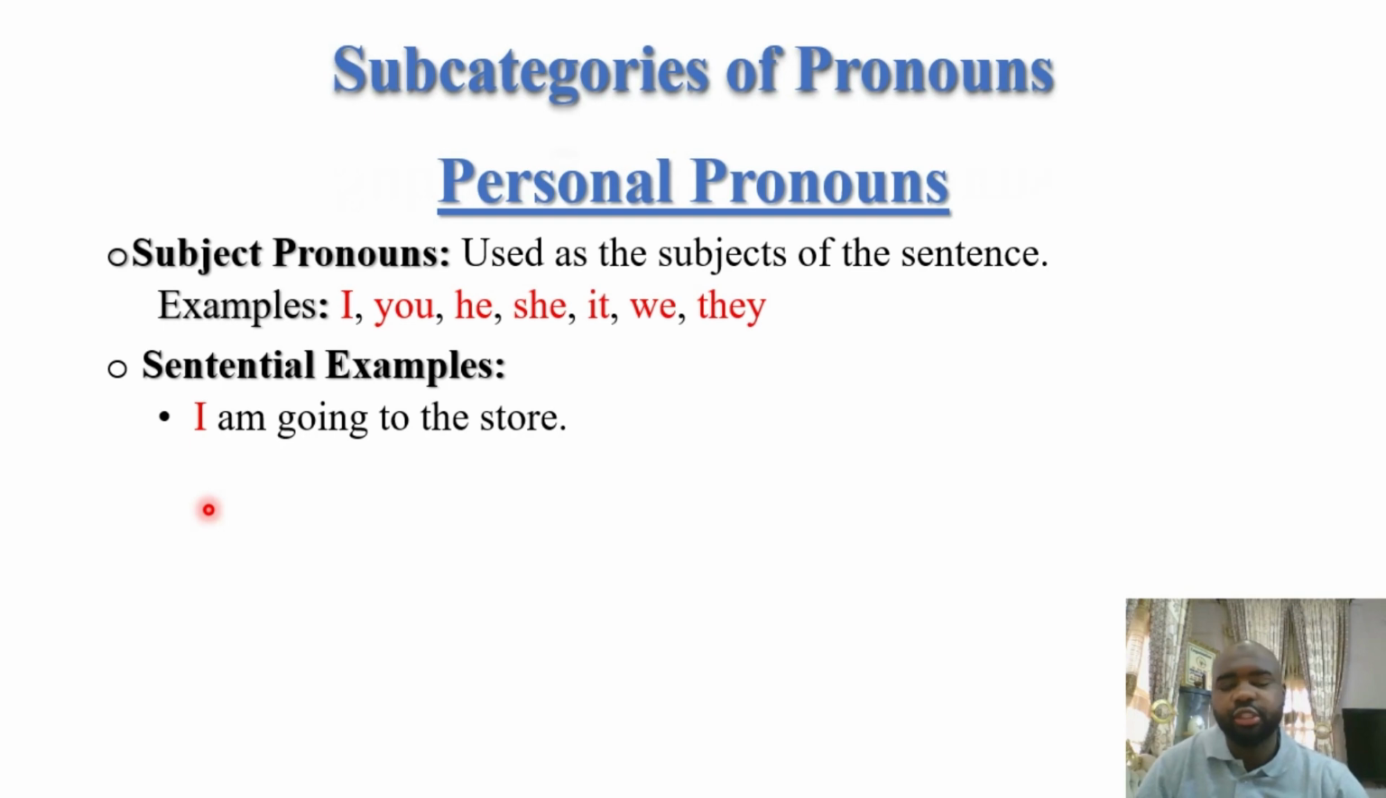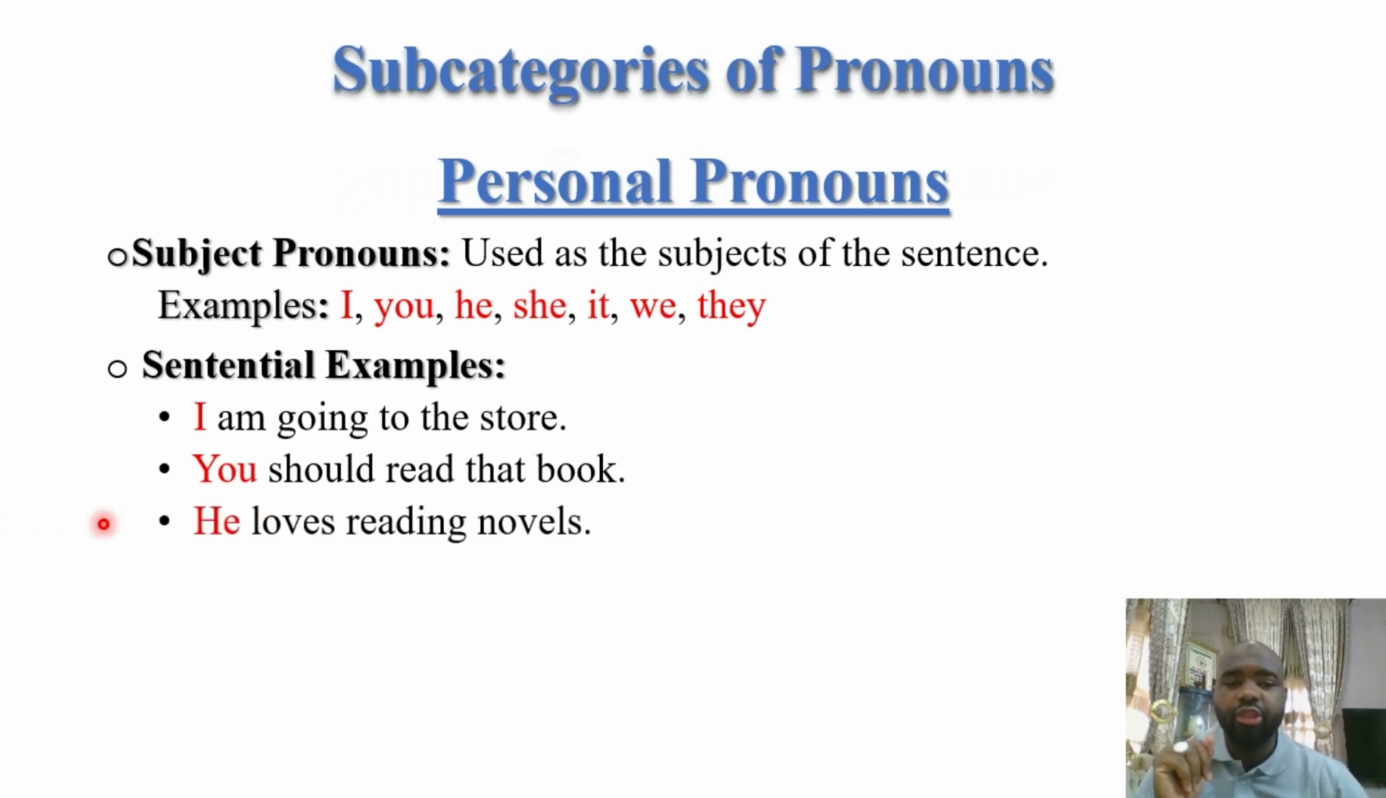Let's have sentential examples. In the first example, we have: I am going to the store. This is I, meaning the speaker, like me. The second example: you should read that book. You meaning the second person, the person being spoken to. And then: he loves reading novels.